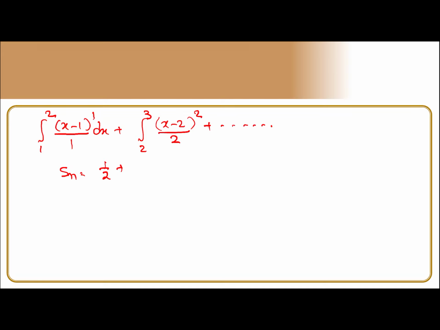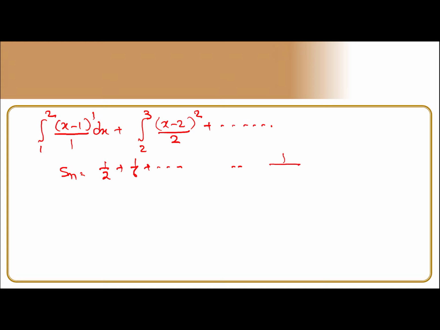So we split it. Same as integers. So we write 1 to 2. This becomes x minus 1. I already told you, whenever fractional part is there, convert into greatest integer. Again, 2 to 3. This is x minus 2 whole square by 2. And so on. If you keep on doing it. So further integral you know. So this becomes Sn. You will get as 1 by 2 plus 1 by 6.